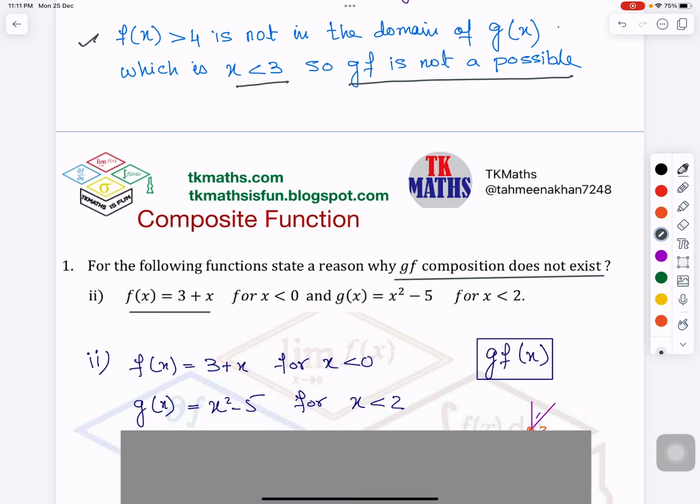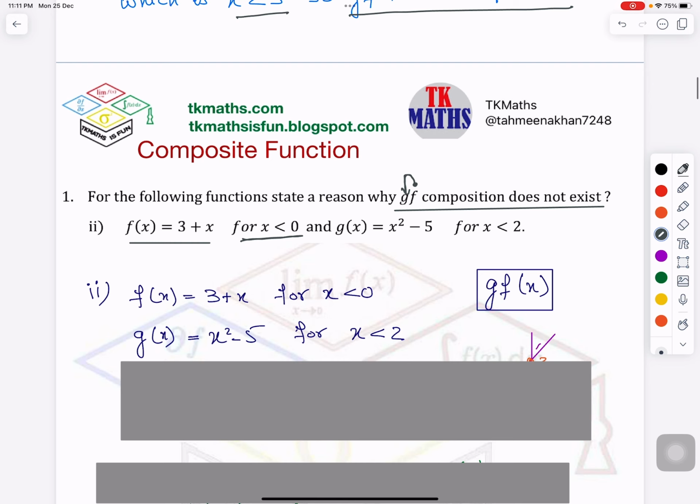And for x less than 0, we will see what is the range for function f, because the range of function f will become the domain of function g. So we have to find out the range of function f now for x less than 0. Here I have just written the question again, and I will substitute this value of x less than 0 in this linear equation.